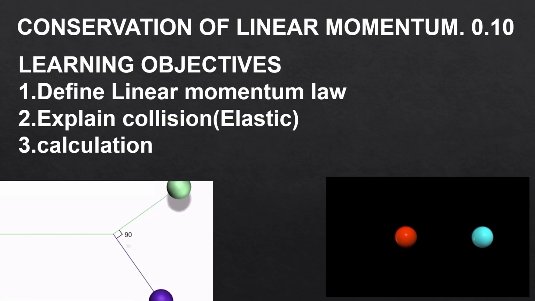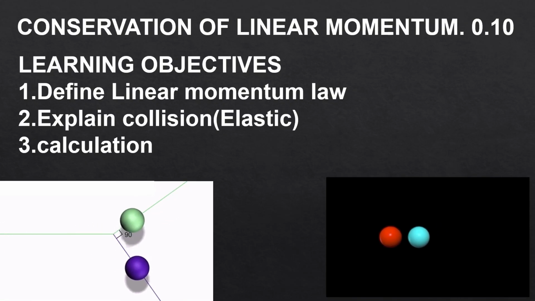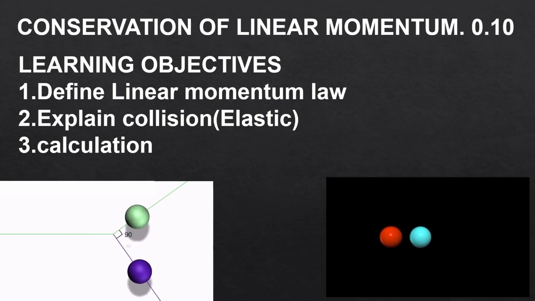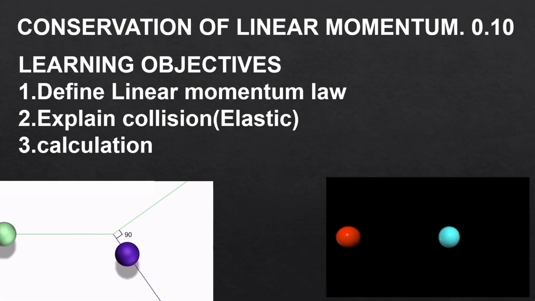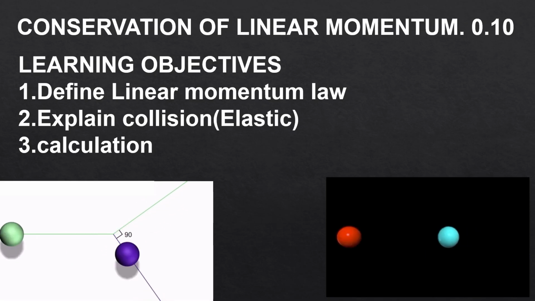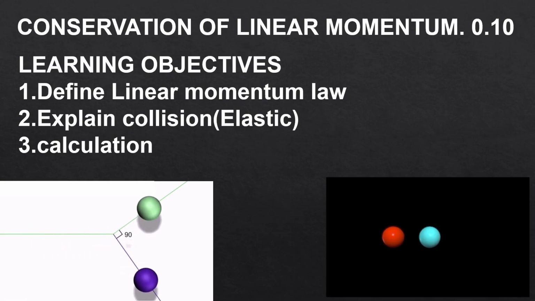That is the main thing, but the main topic of its own is linear momentum. By the end of this lesson, we should be able to define linear momentum, state the law of conservation of linear momentum, and explain the condition under which collisions are elastic. Then we will talk about the calculation, and also about what it means for momentum to be conserved and kinetic energy to be conserved.